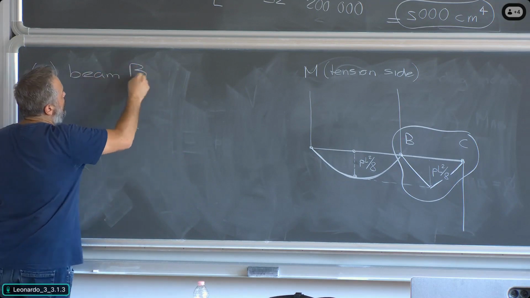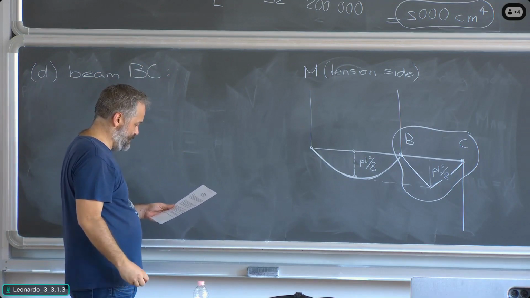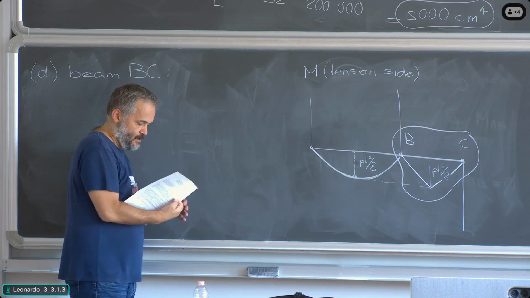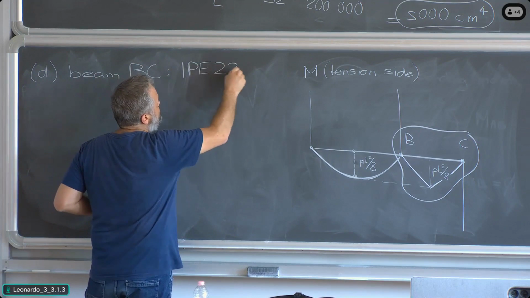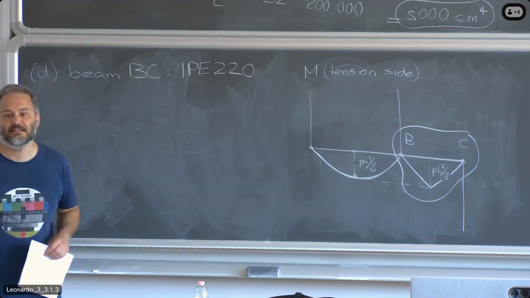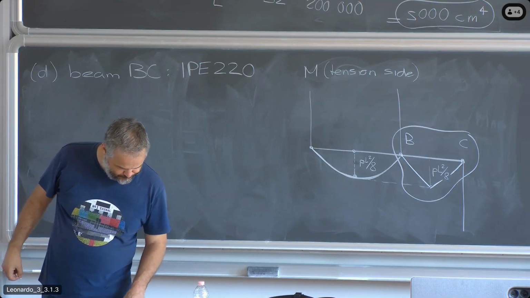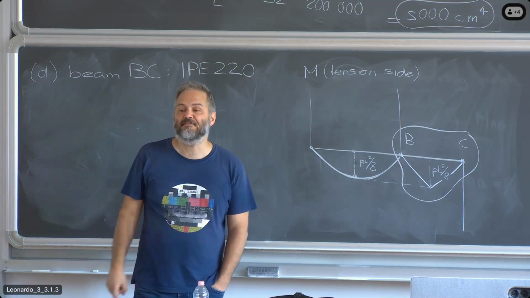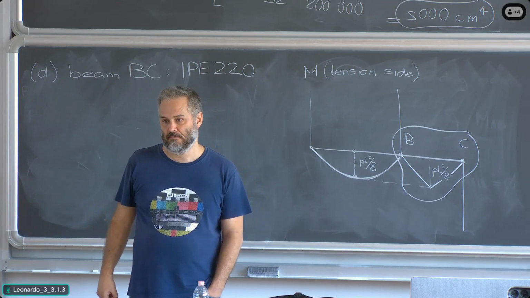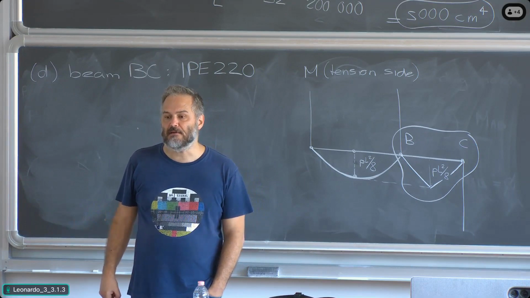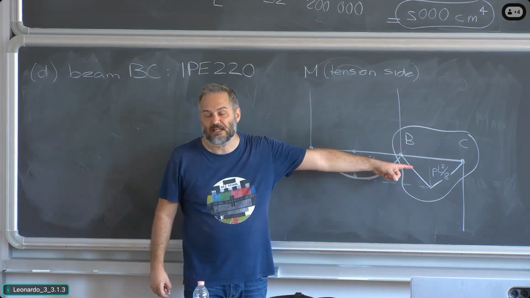Beam BC has a section which, it was in the drawing, is an IPE 220. We ask ourselves whether this capacity is enough. And since it specified bending capacity, the question is about the bending moment. What is the maximum bending moment in beam BC? We worked it out previously. You see it there, PL squared divided by 8.